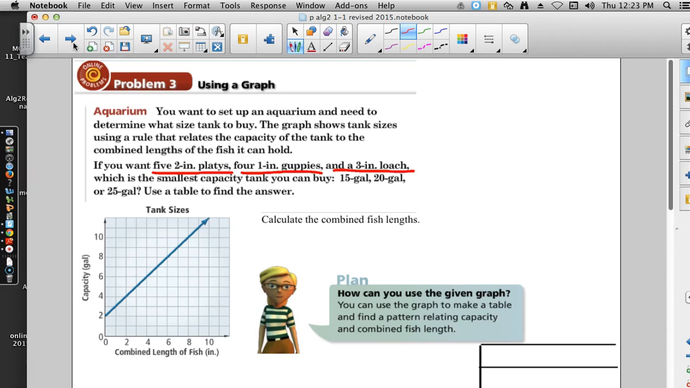You're going to buy 5 2-inch platys. Grand total of 10 inches there. 4 1-inch guppies.